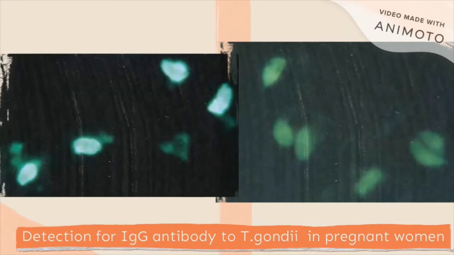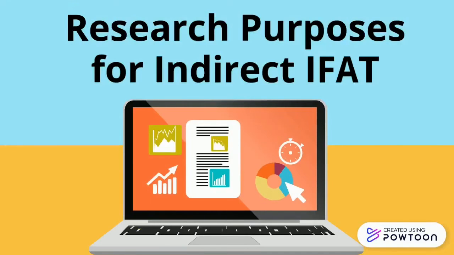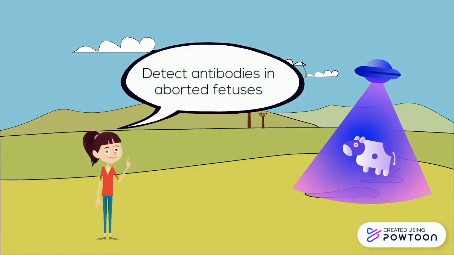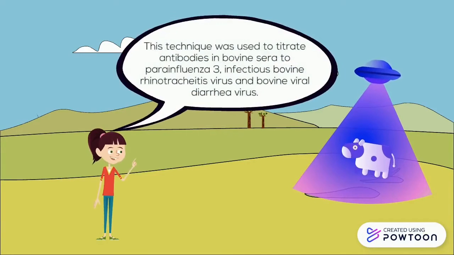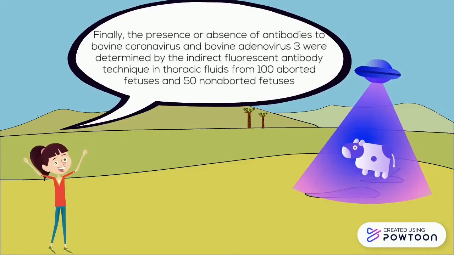Next, we will talk about the application of indirect IFAT in research purposes. Other than that, this technique can also be used to detect antibodies in aborted fetuses. So this technique was used to titrate antibodies in bovine sera to parainfluenza 3, infectious bovine rhinotracheitis virus, and also bovine viral diarrhea virus. Finally, in this research, the presence and the absence of antibodies were determined from 100 aborted fetuses and also 50 non-aborted.